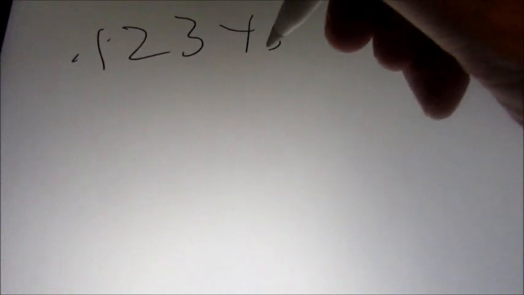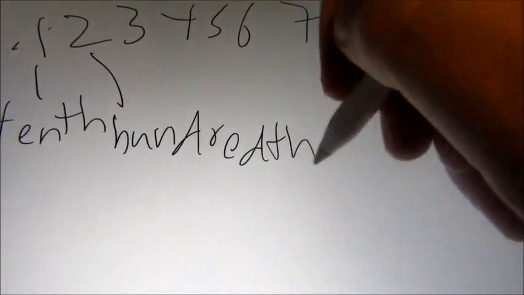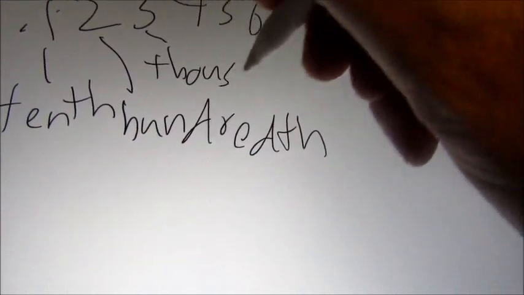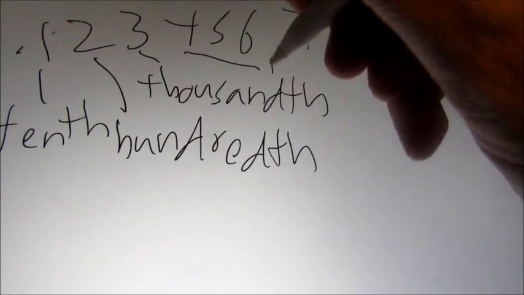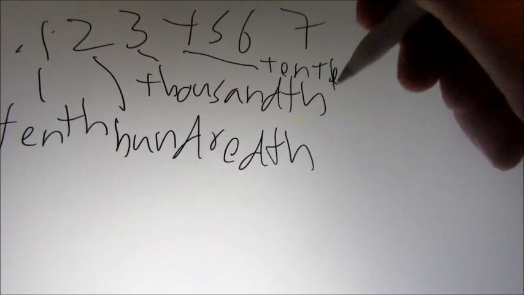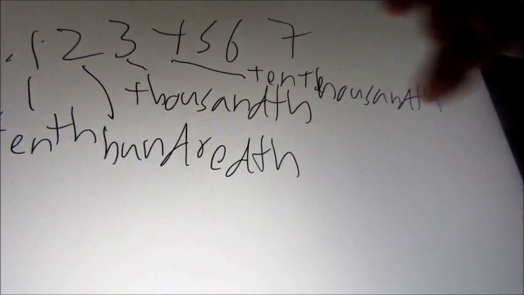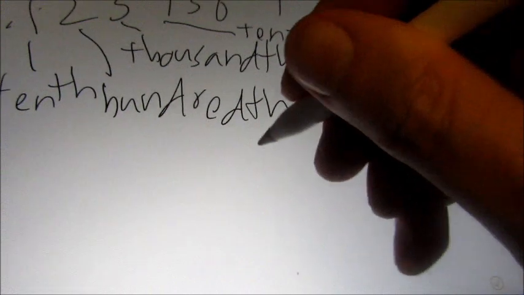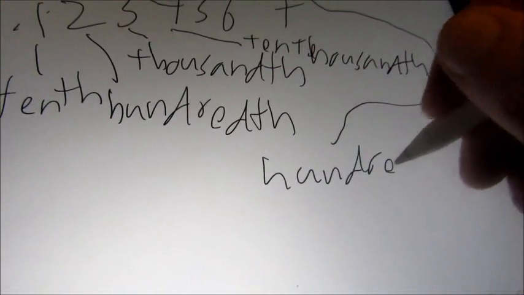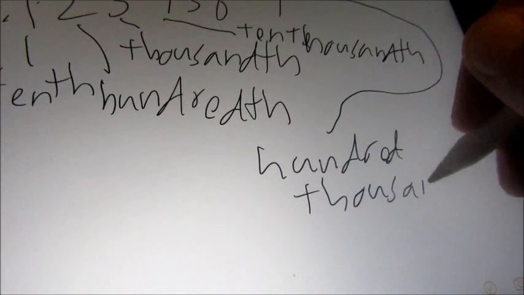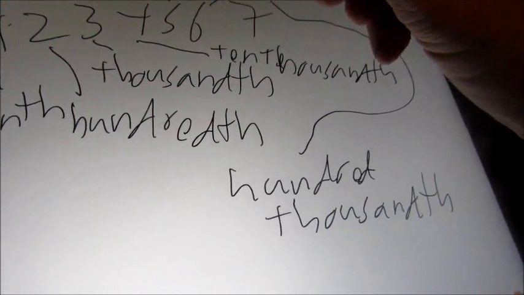Okay, so just as far as the places go, if we have 0.1, 2, 3, 4, 5, 6, 7, this is the 10th, the 100th, the 1000th, the 10,000th, the 100,000th, the 6th one over, which is a 6, is the millionth.